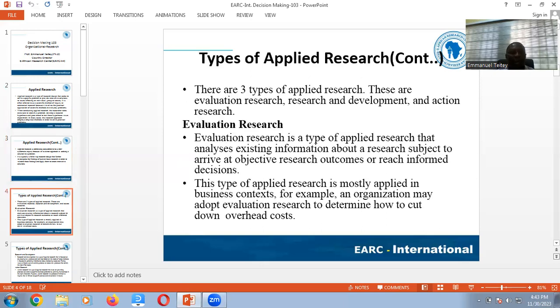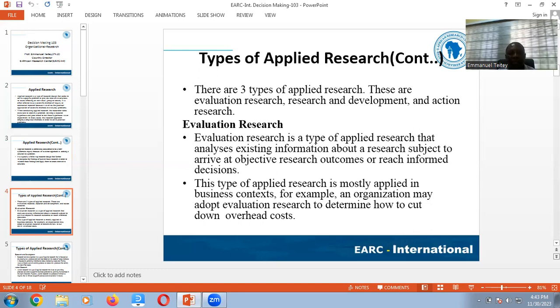Types of applied research. So we want to look at the types of applied research. There are three types of applied research. These are evaluation research, research and development, and action research.